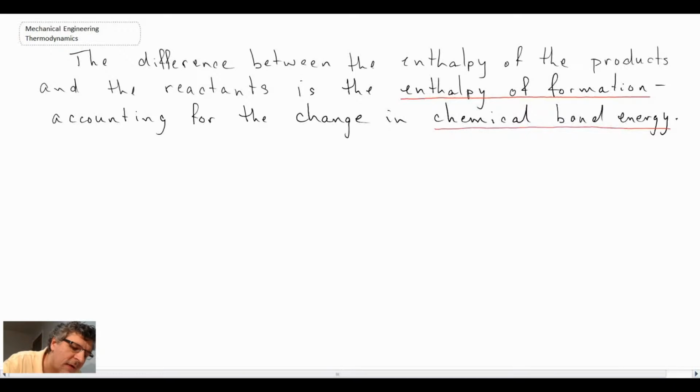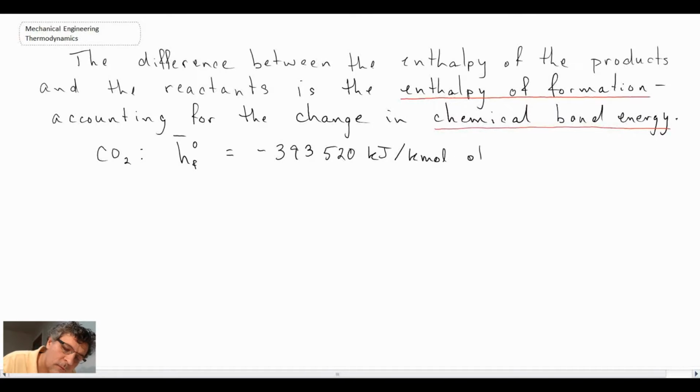So let's proceed and take a look at the enthalpy of formation for the products and the reactants that we have. On the product side, we had carbon dioxide. If you go and look in the table in the back of your book, you'll find the heat of formation, or the enthalpy of formation, I should say, for CO2. That's what we get for CO2.